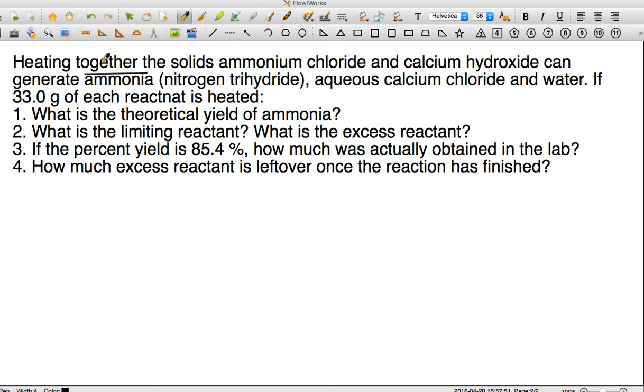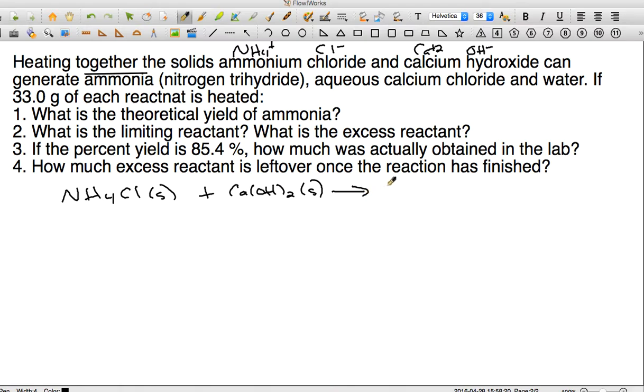So I have ammonium chloride, which is NH4 positive 1 and chlorine negative 1, so I'm going to have NH4Cl, and it's going to be a solid, they said. And then plus calcium hydroxide. Calcium is a positive 2, hydroxide is a negative 1, so I get Ca(OH)2, and I said that was a solid.